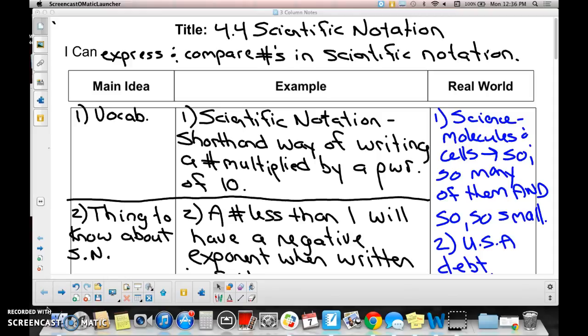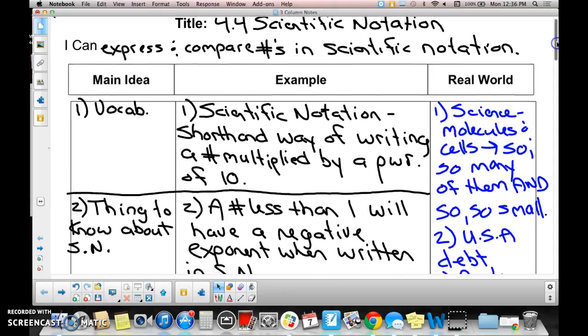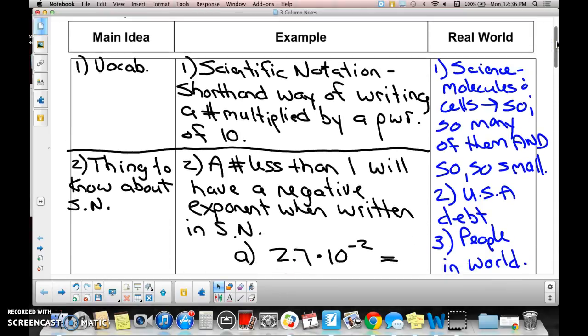Bennett. In scientific notation, we're talking about a shorthand way of writing a number, but that number needs to be multiplied by what? By a power of 10. And Bennett, can you tell me what that first number being multiplied by a power of 10 must be between? It has to be between 1 and 10.